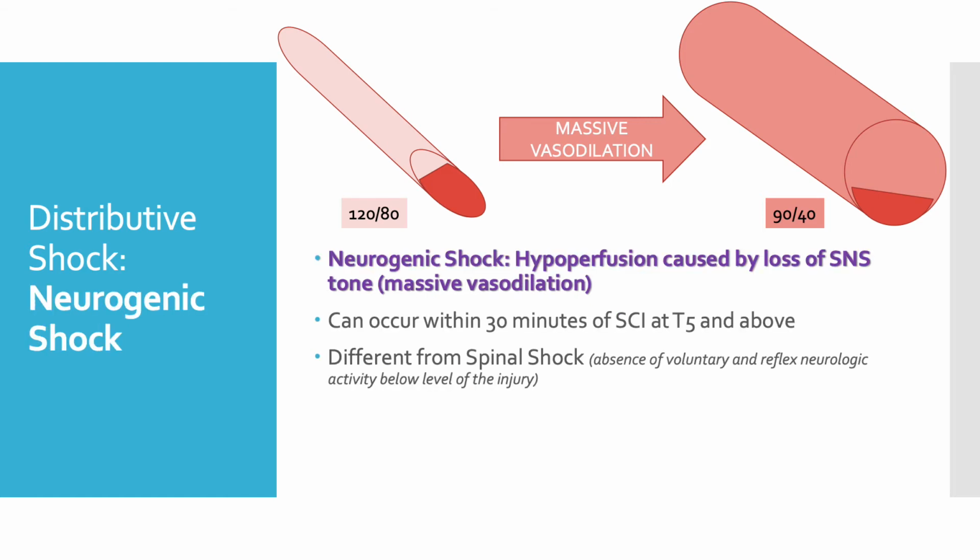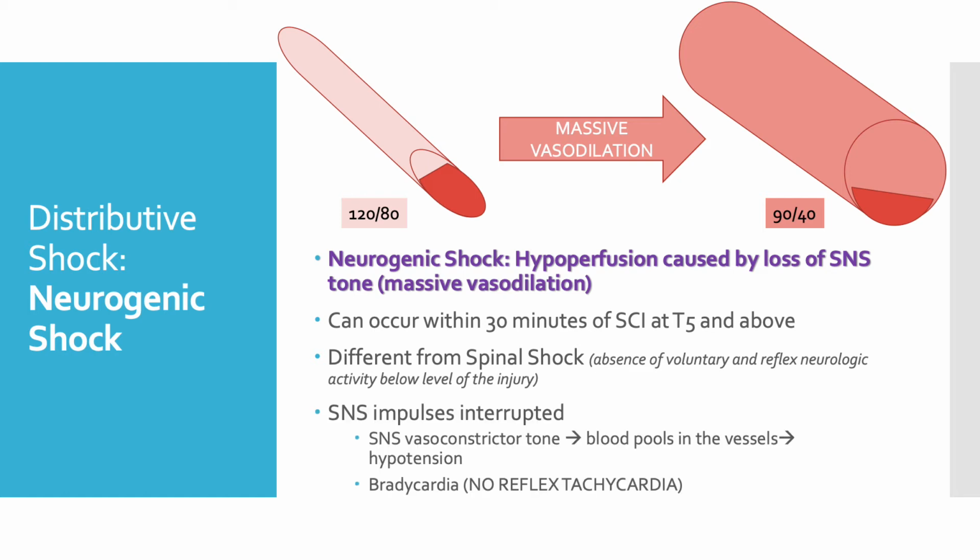Now, the first type of distributive shock we'll talk about is neurogenic shock. And you might recall learning about neurogenic shock before in patients with spinal cord injury. And note that there's a difference here between spinal shock and neurogenic shock. These can happen in the same patient who had a spinal cord injury of T5 and above, but these are different problems. With neurogenic shock, the key concept to remember is that the sympathetic nervous system, our fight or flight response, has been interrupted.